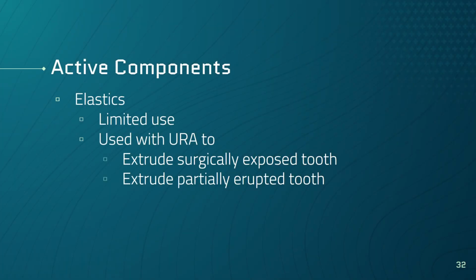Now, the third active component is elastics. Elastics are of limited use in removable appliances. They are widely used in fixed appliances, but with removable appliances, they can be used to extrude a surgically exposed tooth or to extrude a partially erupted tooth.